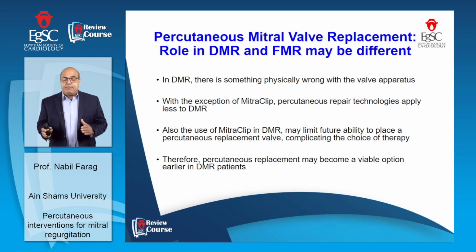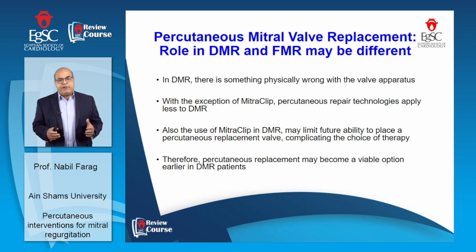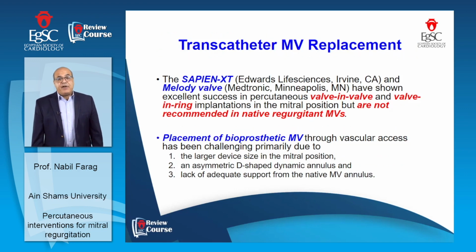So we can keep mitral repair for those who have functional mitral regurgitation, or some patients with mitral valve prolapse or flail valve, and mitral valve replacement should be for those who have other forms of degenerative mitral regurgitation. The valves we use for transcatheter or percutaneous mitral valve replacement, actually we have many, but the famous ones are the Sapien XT and the Melody valve. These valves have shown excellent success in percutaneous valve-in-valve and valve-in-ring implantation in the mitral position, but are not recommended in native regurgitant mitral valve disease.